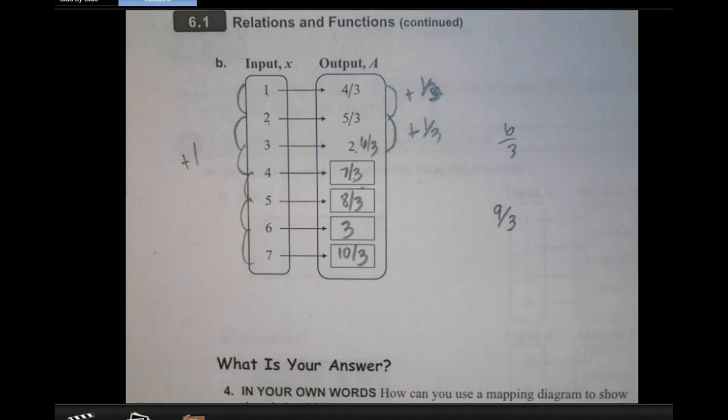All right, go ahead and start your homework. Thank you. Wait, what's our homework?